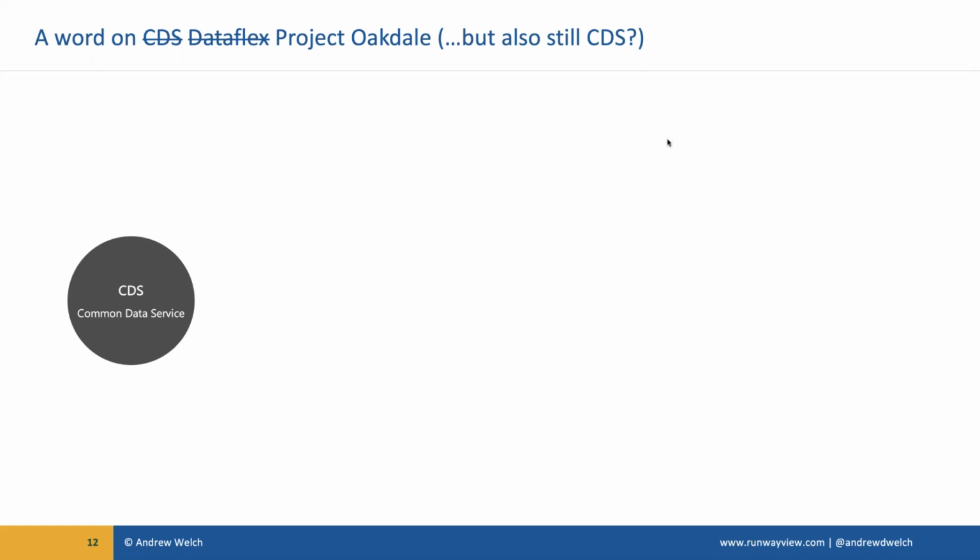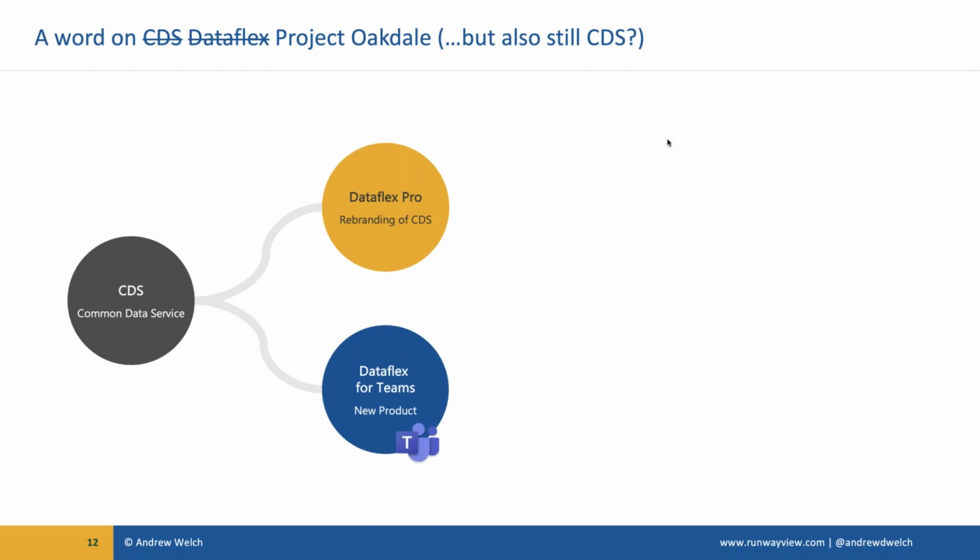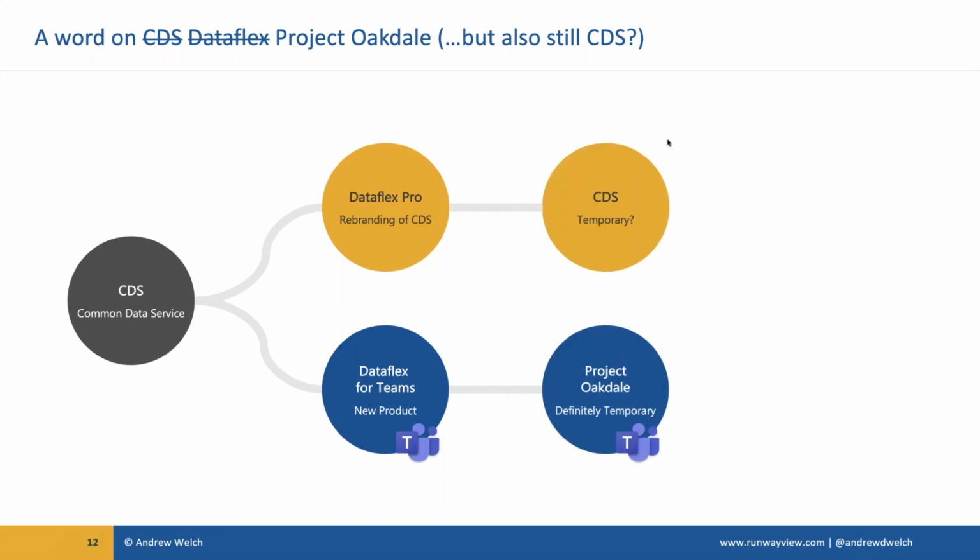So we had a product called CDS, the Common Data Service. Last month at Inspire, it was rebranded as DataFlex Pro, and a new product was introduced, which was called DataFlex for Teams. Yesterday, due to some trademark disputes, the names changed again. So DataFlex Pro went back to being CDS, which we think is a temporary change, and DataFlex for Teams was rebranded Project Oakdale, which I have to say is definitely temporary.